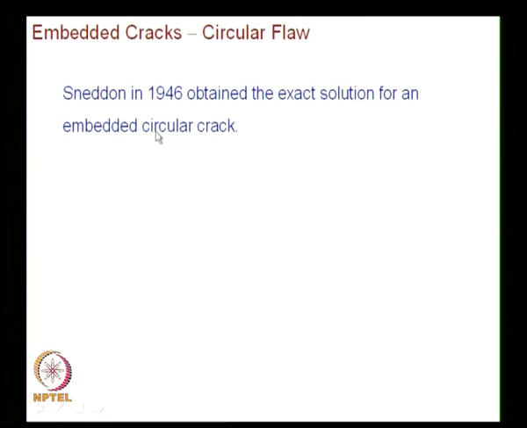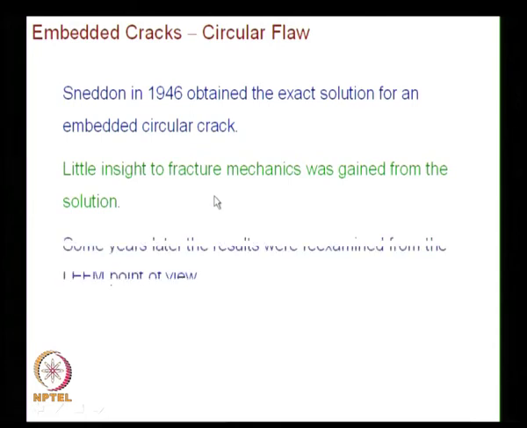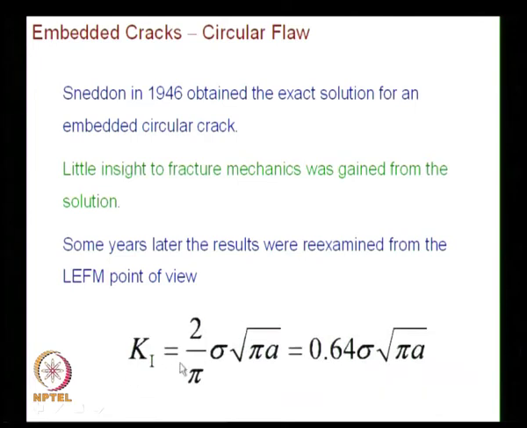And that is what is summarized here. Snedden in 1946 obtained the exact solution for an embedded circular crack. Little insight into fracture mechanics was gained from the solution. However, some years later, the results were re-examined from the LEFM point of view, and you have the result for K1 equal to 2 by pi sigma root pi a. Written in another form, it is 0.64 sigma root pi a.